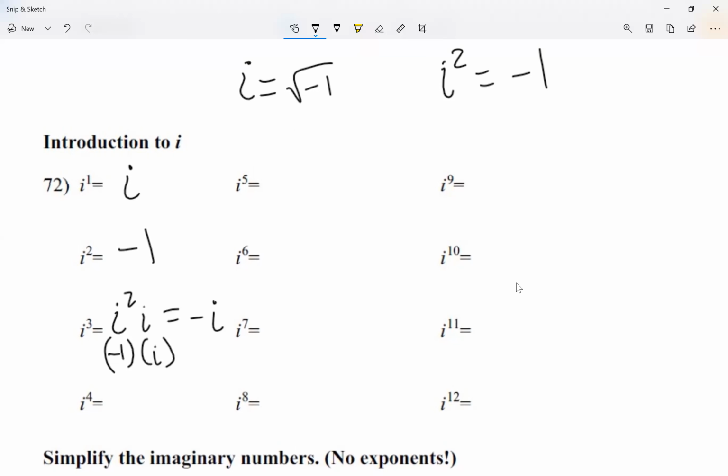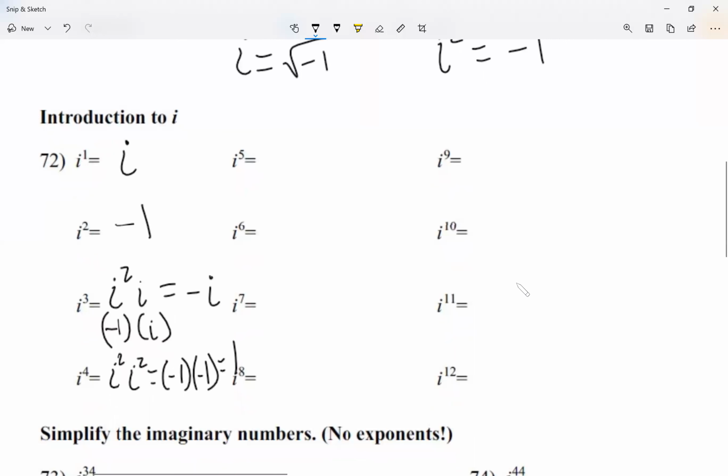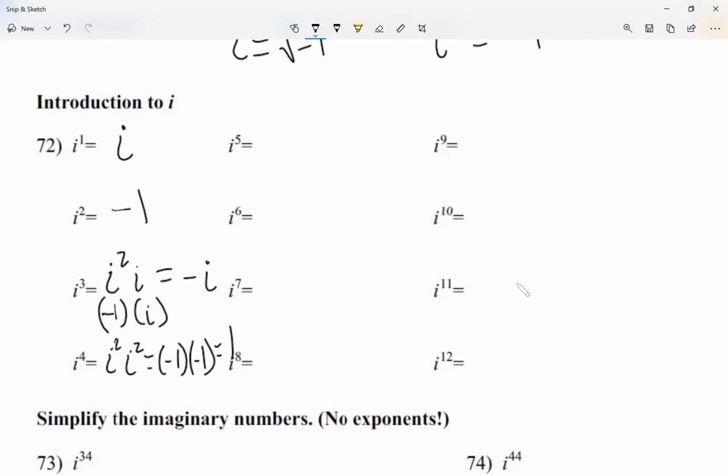Notice how I wrote this without exponents. My answers are written without exponents. Now, i to the fourth, let me split this as i squared times i squared. I know i to the second is -1, so I'm looking at -1 times -1. So i to the fourth is 1. Interesting. Notice how each simplifies to a term that has no exponents. i to the 1 is i, i to the 2 is -1, i to the 3 is -i, and i to the fourth is 1.